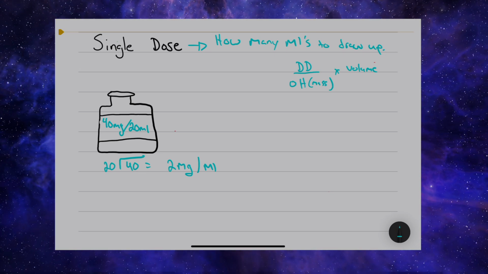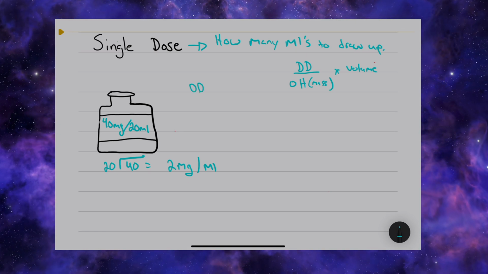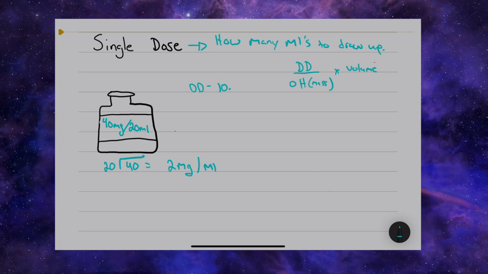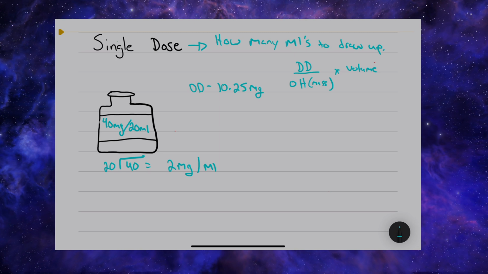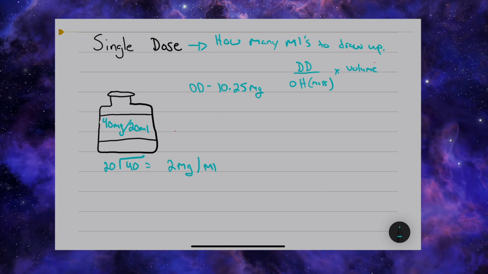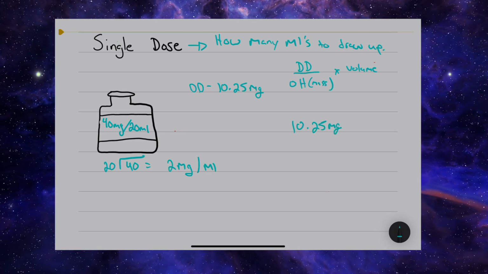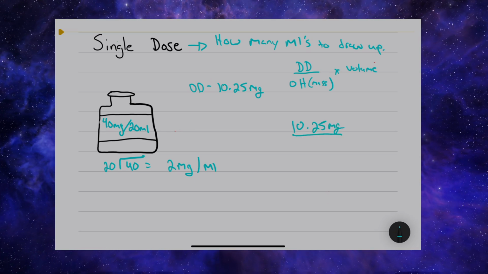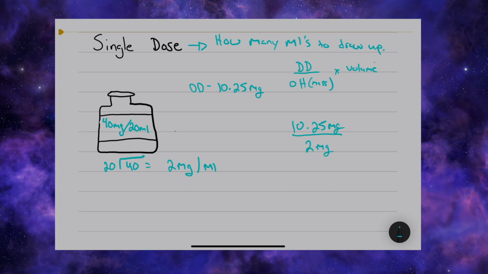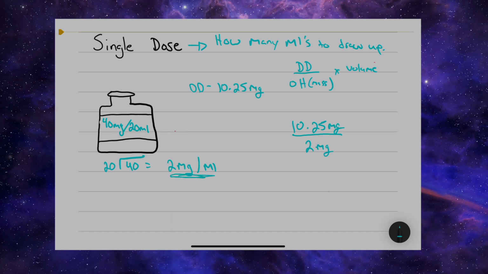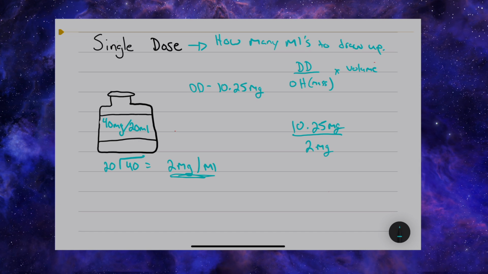So my formula is, say that my desired dose that I want to administer is 10.25 milligrams of this medication. So that is my desired dose. I'm going to take 10.25, put that here. That's going to get divided by 2. And the reason it's divided by 2 is because I did this first step here and went ahead and converted it down. And what this allows me to do is simplify some of my math.